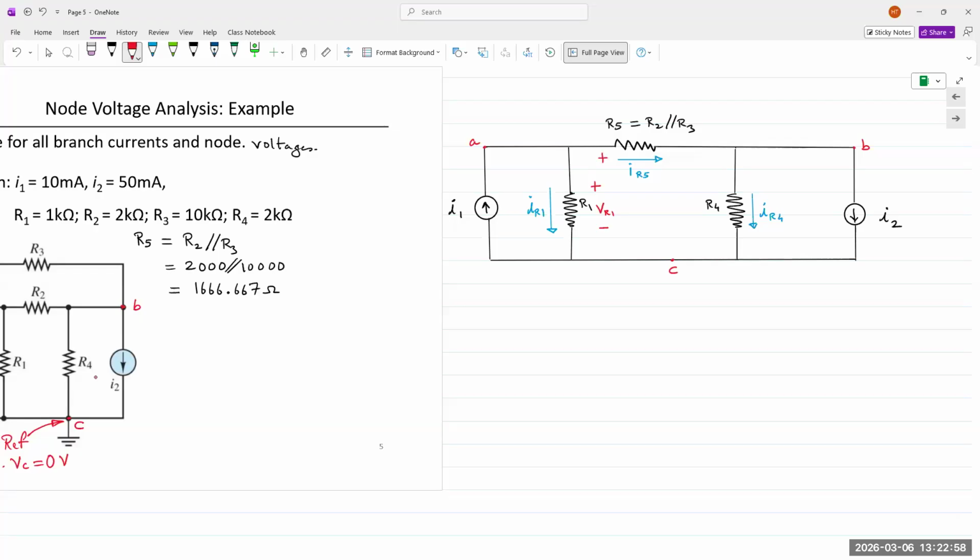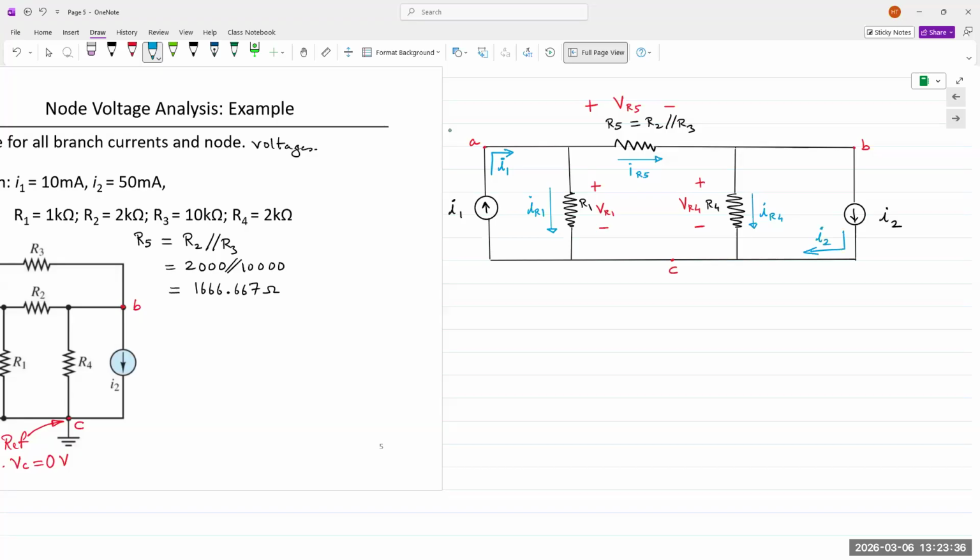IR5 entering from the left. So I would say VR5 is plus on the left and VR4 plus at the top. And that's it. That's the setup of our problem. We have I1 coming in from here, making a right turn, going there. And we have I2 coming on the far right.